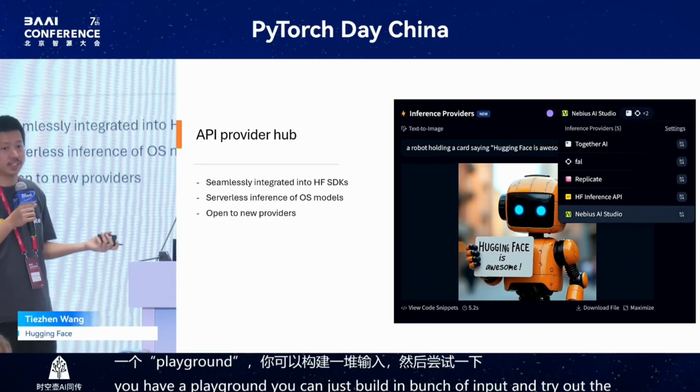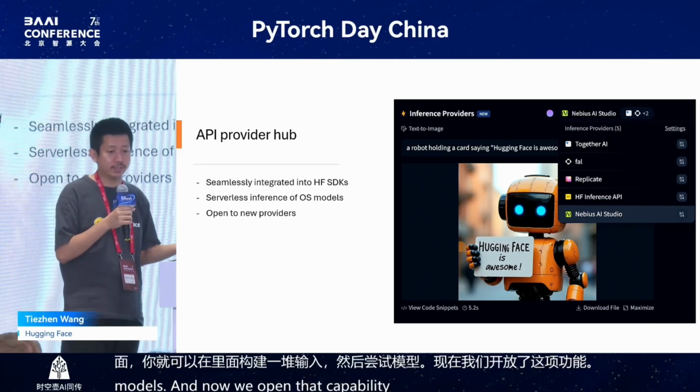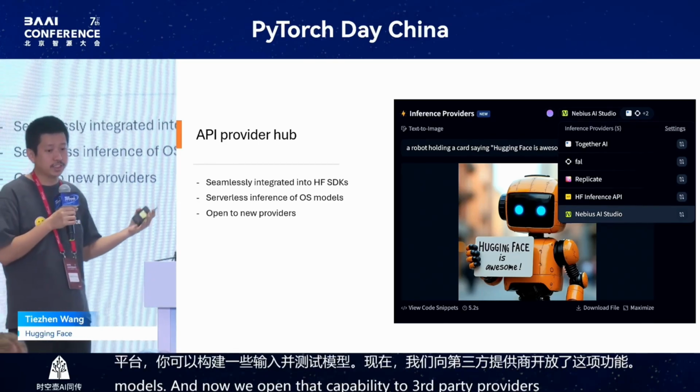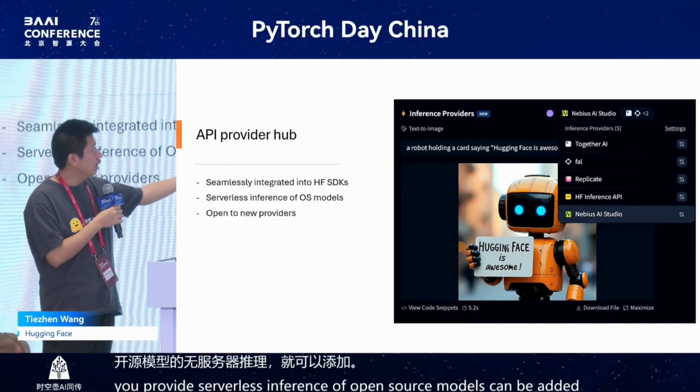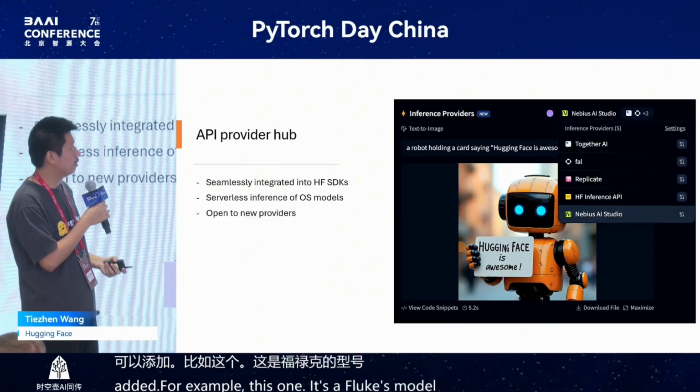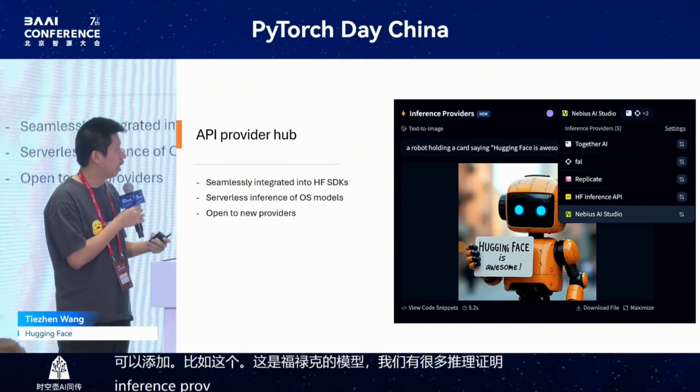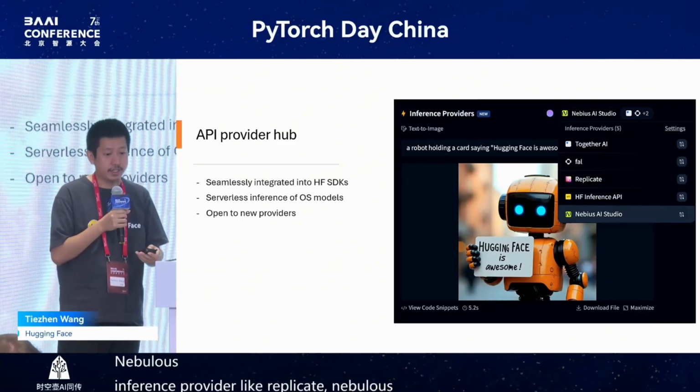And now we open that capability to third-party providers. As long as you provide serverless inference of open source models, you can be added. For example, this one is a Flux model, and we have a bunch of inference providers like Replicate, Nebius, and Together.